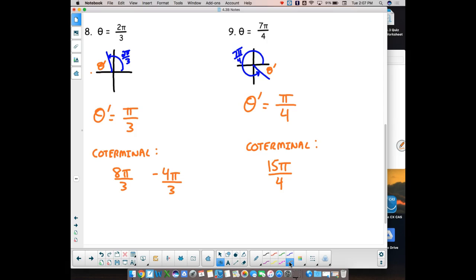I can also be subtracting 2 pi, which would take me to negative pi over 4, negative 9 pi over 4, negative 17 pi over 4, negative 25 pi over 4, etc., etc., etc. Okay? So all of those going around that way.